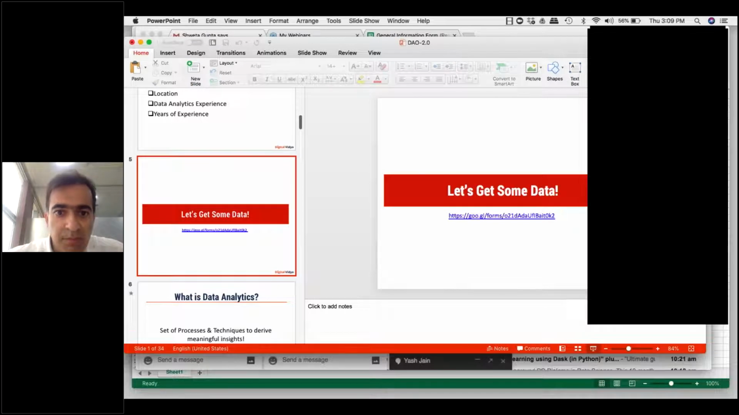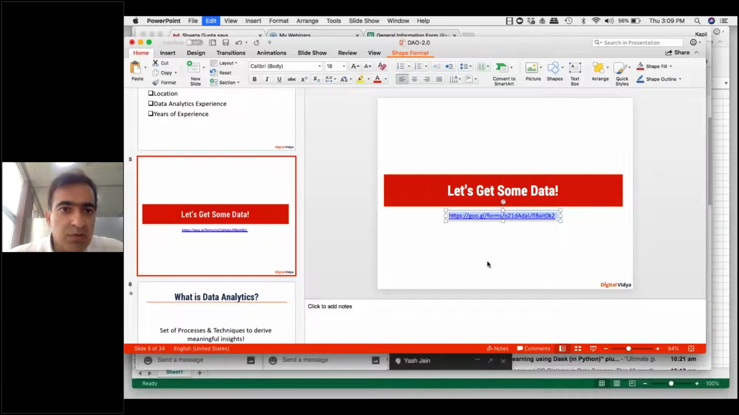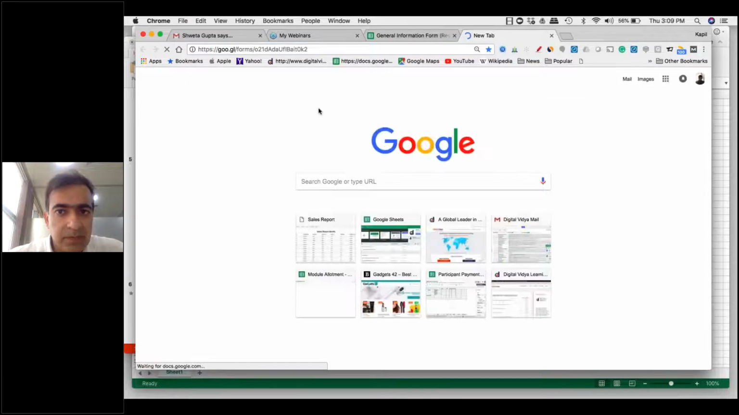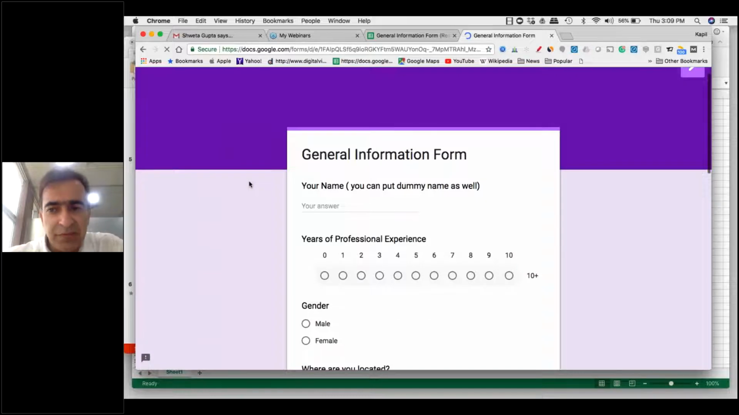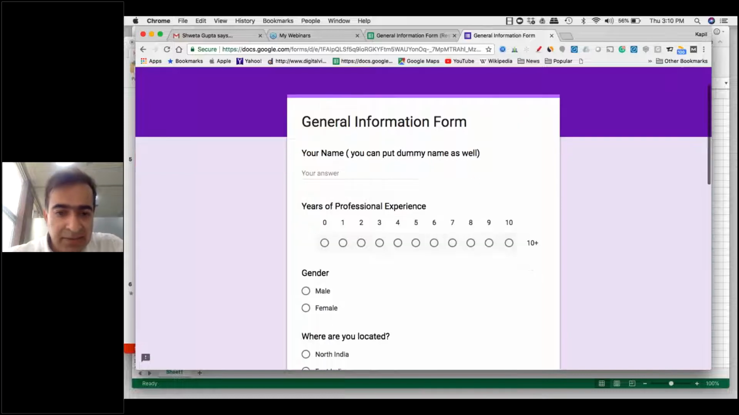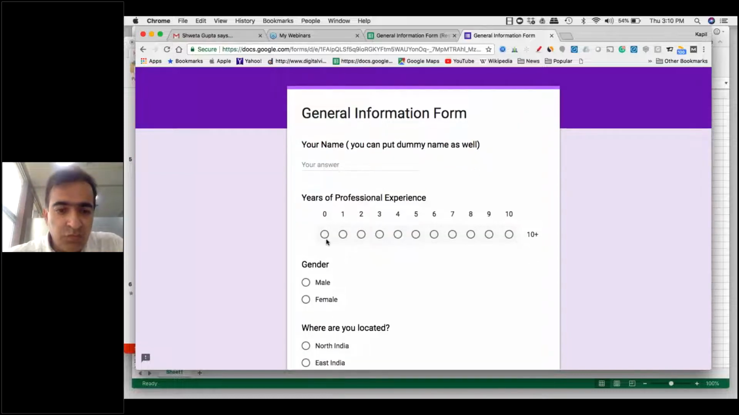Let me tell you what would happen once you go to this link. Once you go to this link, this form will open up on your screen. It'll ask you to type in your name. If you're not comfortable providing your real name, don't worry, just mention any dummy name over there. Rest of the data, you should be very particular and just provide the exact data that is there with you. In terms of your years of professional experience, if you're a fresher, if you're a student, just mention 0.